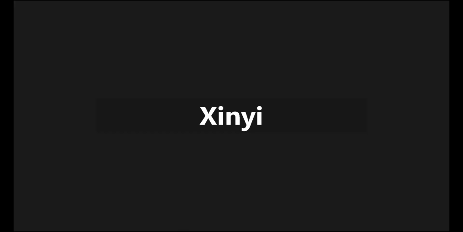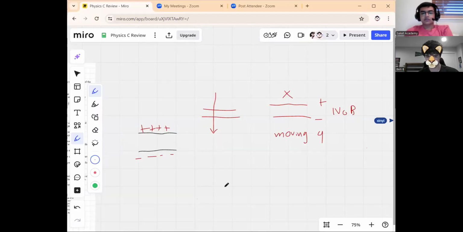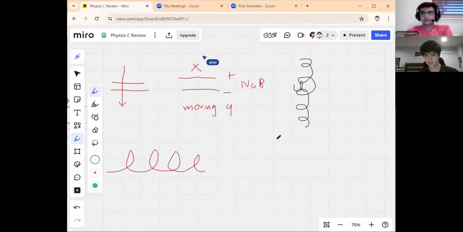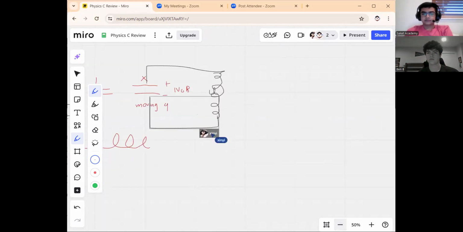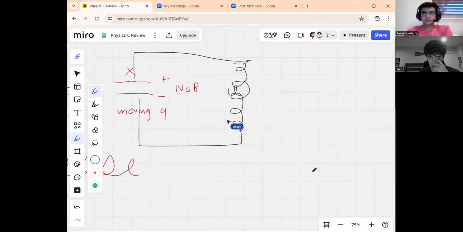Like, how do I draw? Hold on. Oh yeah, the spiral thingy, like a slinky. Let's say this is in a circuit. And then once the inductor has maximum magnetic field, it pushes the current back onto the capacitor, to charge the capacitor.